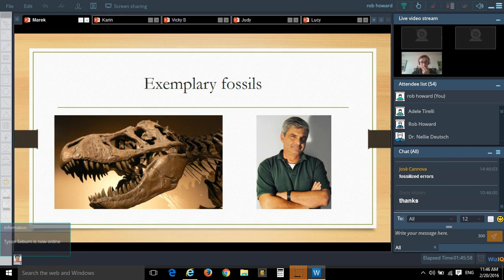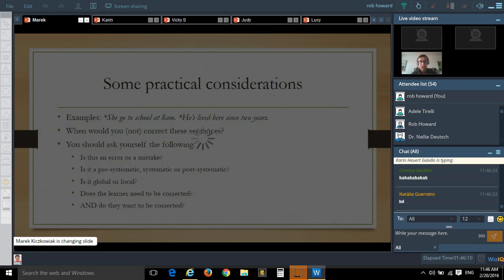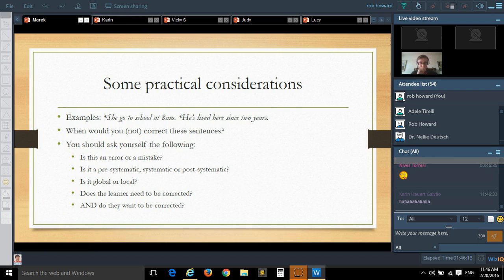And so, just read on the same page. I just wanted to show two exemplary fossils. On the left, we've got a T-Rex. On the right, I think you know who that person is. But putting jokes aside, there are some practical considerations if we're talking about errors.